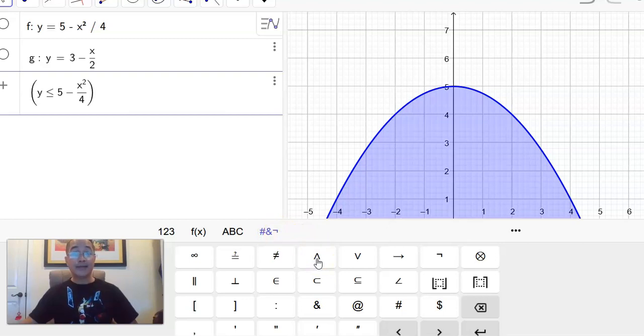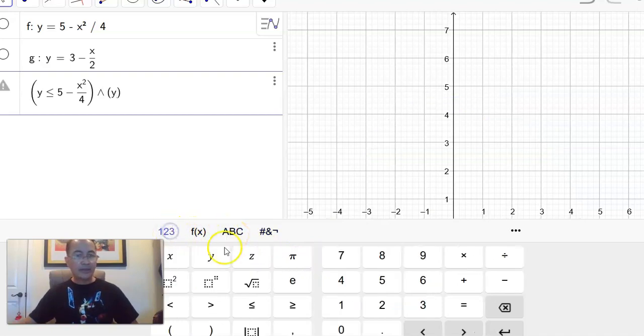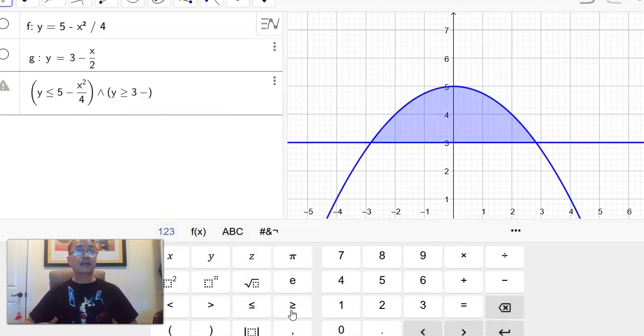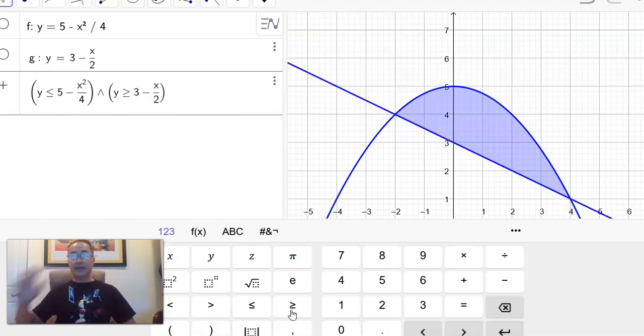Okay, so that almost looks like the letter A, right? So it's missing the horizontal bar. So that means "and". Okay, so I want y less than or equal to that, and I want y to be greater than or equal to, so I need to go back to the symbol keyboard. Yeah, that's the one. Greater than or equal to (3 minus x) over 2, woohoo. All right, so that is our plate.